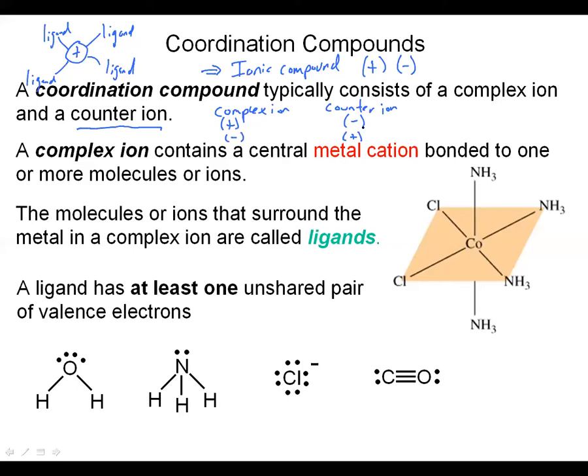A reminder that a complex ion is an ion where we have a central metal. Sometimes these metals are small and have a good positive charge, +2 or +3. They're bonded to one or more molecules or ions. These molecules or ions are what are referred to as ligands, and ligands are Lewis bases. Those Lewis bases can donate a pair of electrons.